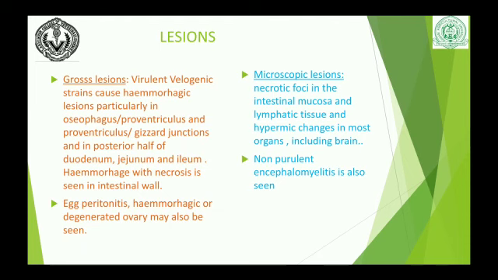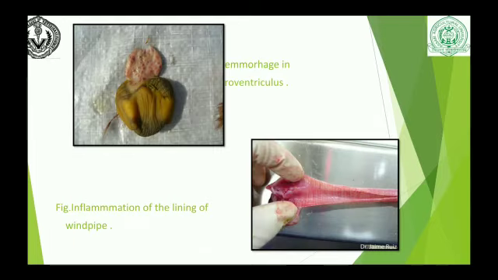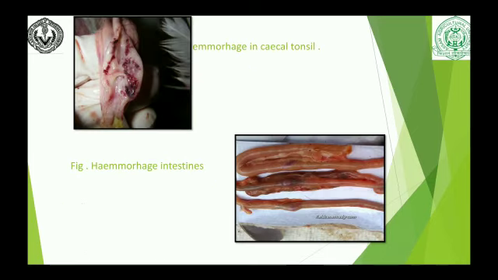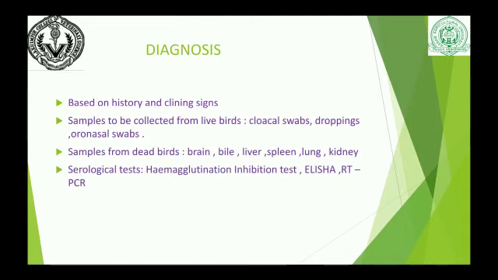Then the microscopic lesions include necrotic foci in the intestinal mucosa, lymphatic tissues, hyperemic changes in most organs including brain. Non-purulent encephalomyelitis may also be seen. This is the picture showing the hemorrhage in the proventriculus, inflammation in the lining of the windpipe, then hemorrhage in the cecal tonsil, hemorrhage in the intestines.